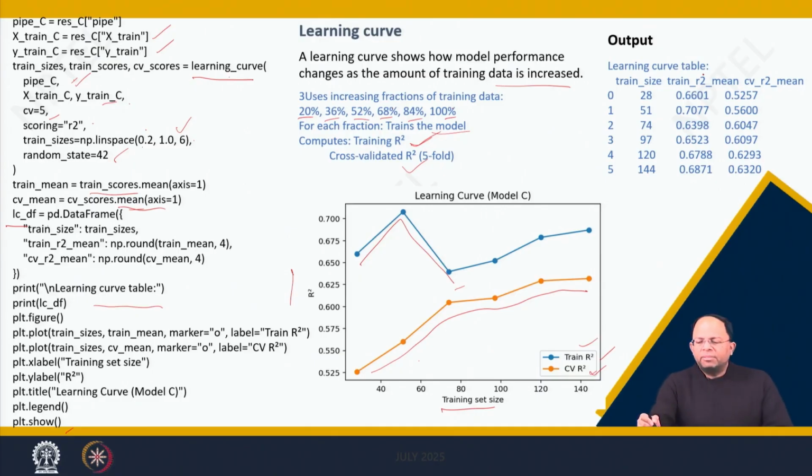So this is the learning curve table output. Whatever data you are seeing being plotted over here, this is the output which comes over here. This is the print, this is where we are printing the learning curve.